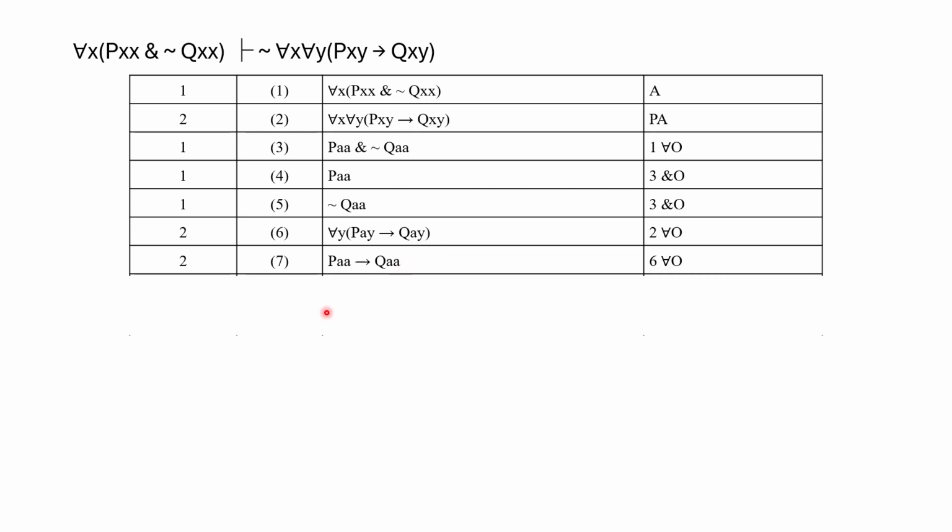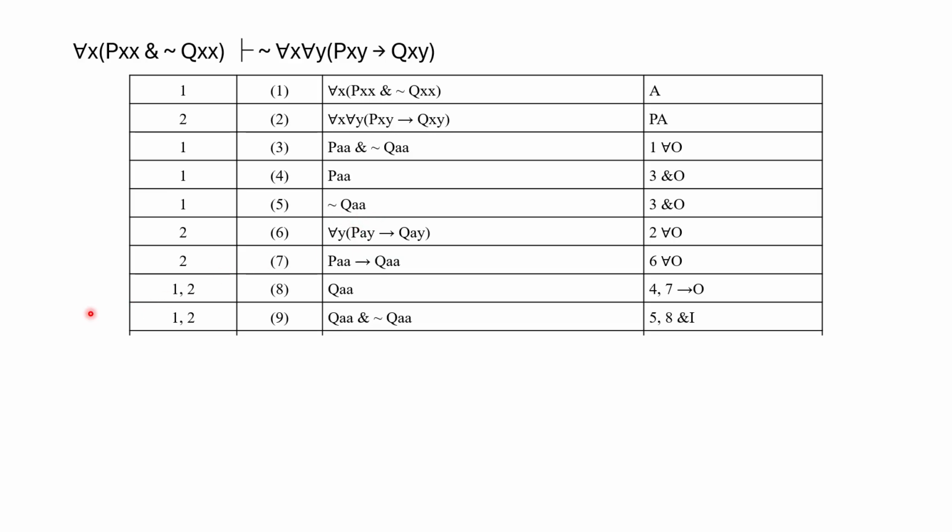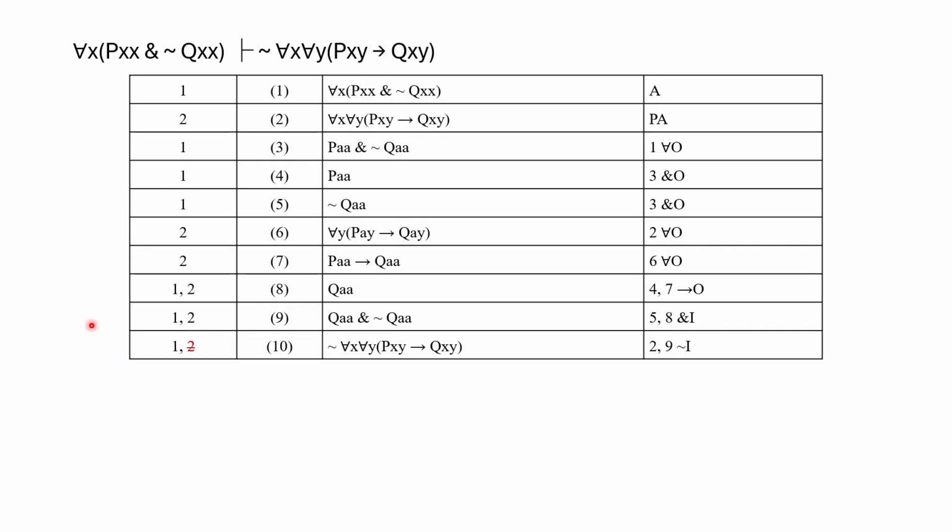And now it's pretty straightforward. I've got a conditional statement. I've got the left side of that conditional statement, so I can get the right side here in 8. That's what I'm going to do with 4 and 7. Now I've got QAA and I've got tilde QAA, so I can just build that as my contradiction in 5 and 8. Now I've got a contradiction that depends upon my PA, and so I can add a tilde to my PA from up here in 2, so 2, 9, tilde n, dropping out that PA and the number that's associated with it. Sorry about that.